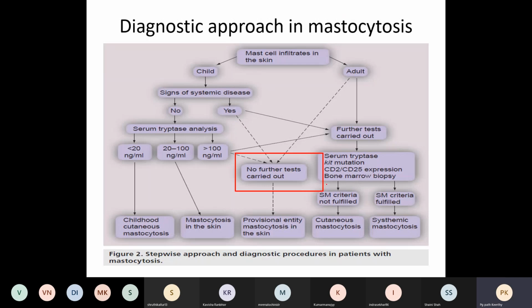This is the diagnostic approach. You can just go through it. That's it. It's enough, I think. So first, when you see a biopsy, if you are seeing any mast cell infiltrate, then think whether it's a child or an adult. Then do the serum tryptase levels and see whether it's more than 20 or less than 20. Then look for mastocytoma of skin or something like that. Then in adults, you carry out further tests for the c-KIT mutation and CD25 expression in the bone marrow. Look for whether any criteria are being fulfilled or not. If it is fulfilling, then it becomes systemic mastocytosis. If it is not fulfilling, it can be cutaneous mastocytosis.